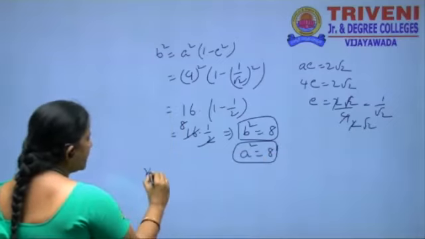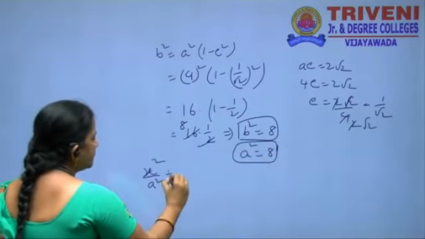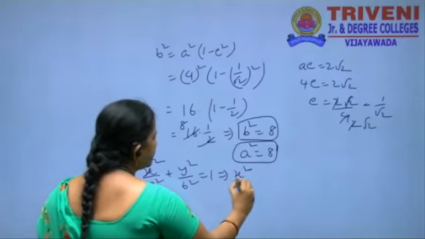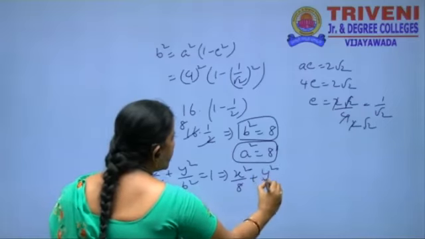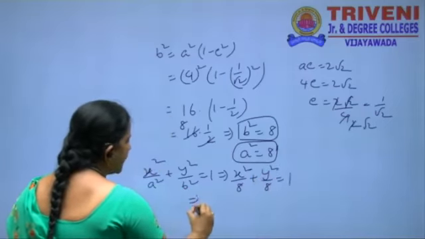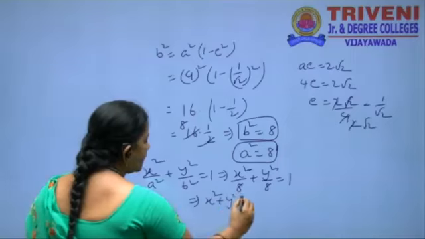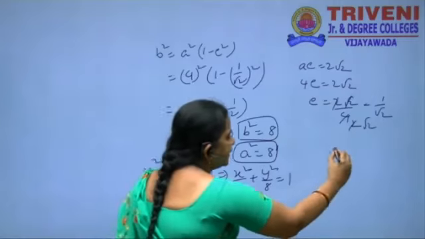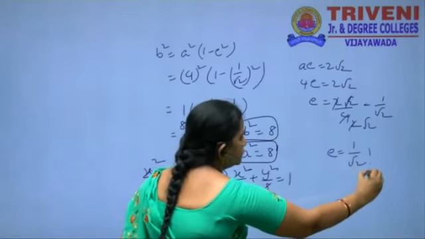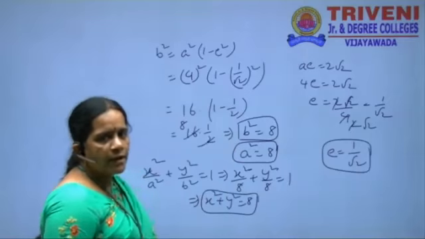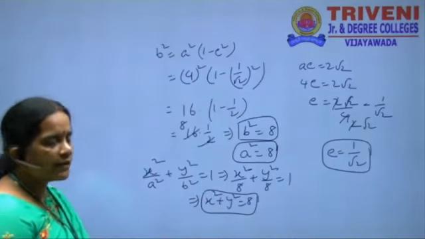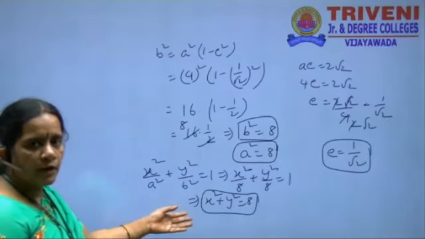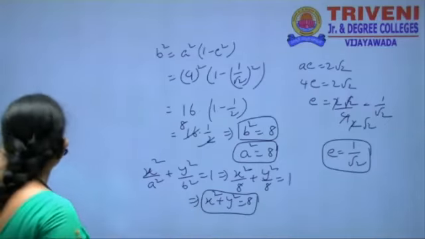Then the standard form of the ellipse is x square by a square plus y square by b square is equal to 1. That is x square by 8 plus y square by 8 is equal to 1. That implies x square plus y square is equal to 8. This is the standard form of the ellipse and the eccentricity is 1 by root 2. This is how to find the length of the latus rectum, the distance between the foci, and the equation of the ellipse.